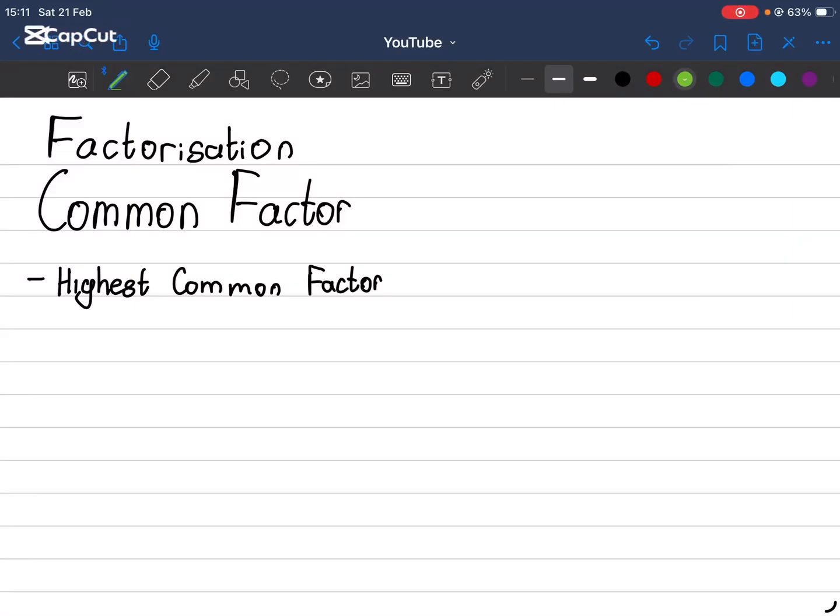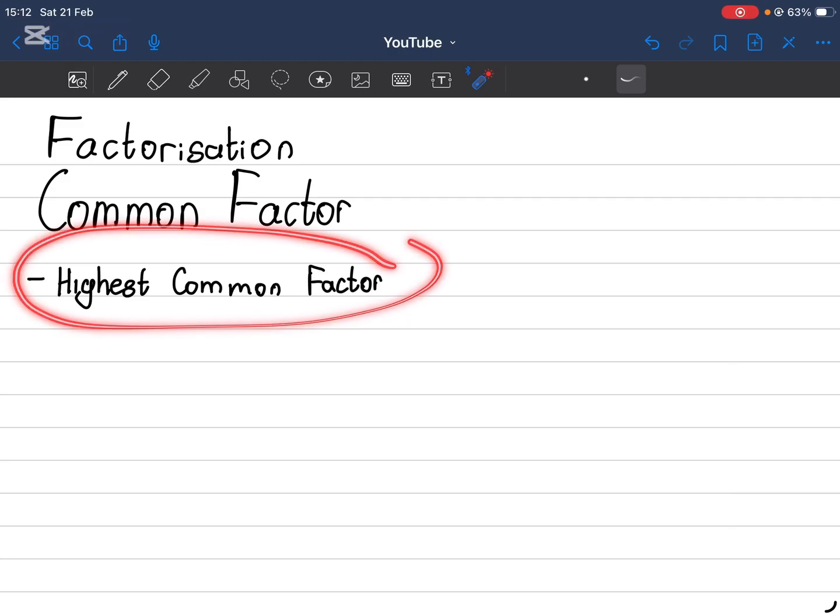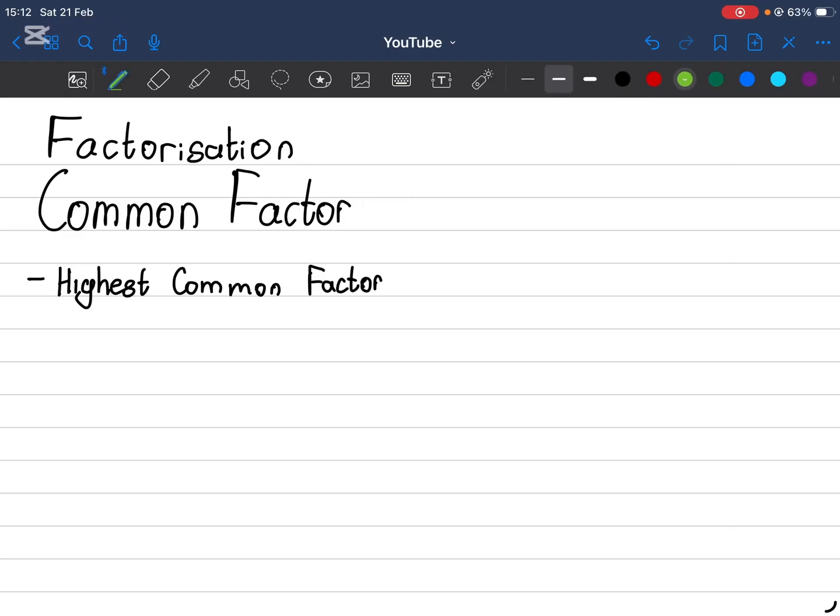Hi guys, so in this video we're going to be talking about highest common factor, which is a part of common factor factorization. Within factorization we have five methods: common factor, grouping, trinomials, dots, and difference or sum of two cubes. Within the common factor method we have another three. This will be the first of three videos under the common factor idea. So let's look at this now.